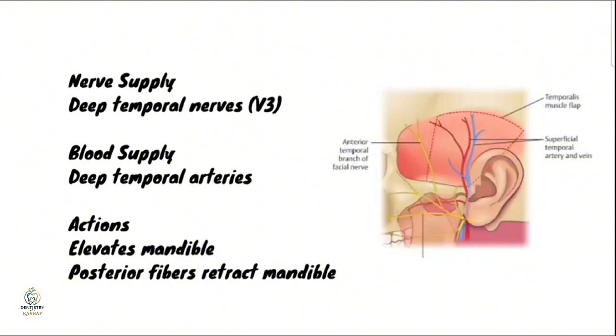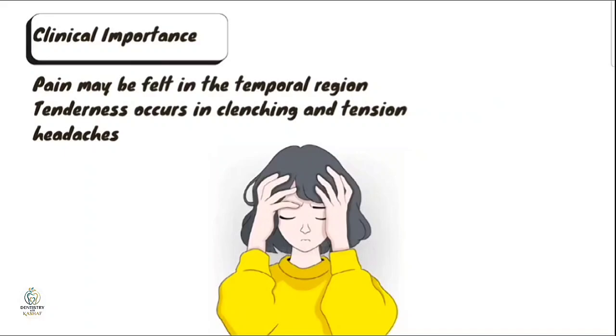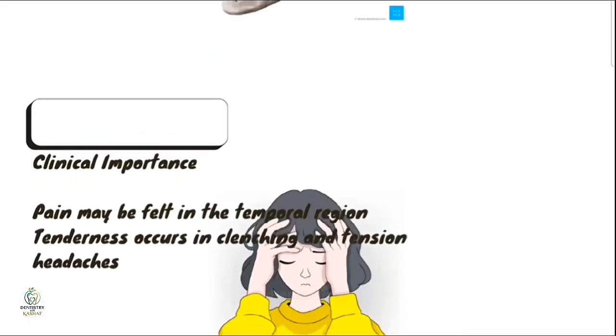And what are the functions of this specific muscle? It elevates your mandible and the posterior fibers retract the mandible. So what you see is closing your mouth, like elevating the mandible, and also retracting, retruding your mandible. Okay, what is the clinical importance of this muscle? Pain may be felt in the temporal region. If this is tender, you will feel some temporal headache, like tension headache, clenching, and tenderness in some specific area. This area will be irritated.